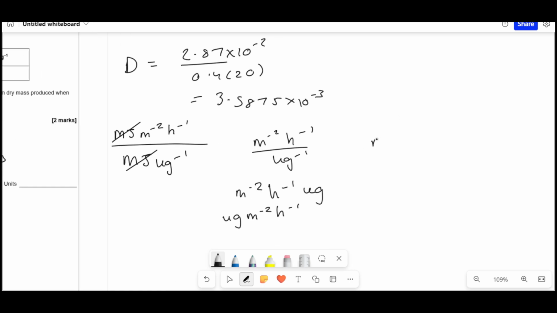Alternatively, you could think of it like this. You've got m to the minus 2, h to the minus 1, and that's like saying you're dividing by a per kilogram, because that's what kg to the minus 1 means. If you divide by a fraction, you flip it, so you end up with m to the minus 2, h to the minus 1, kg, but that has to go to the start, so it's kg and all of this.